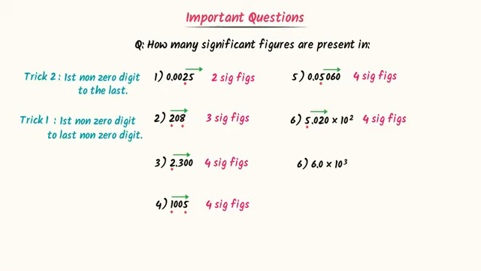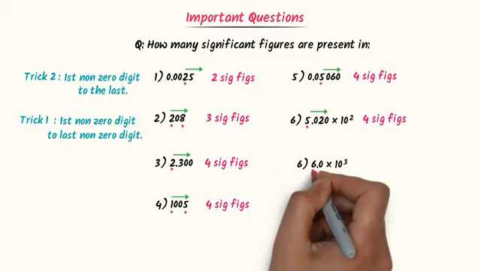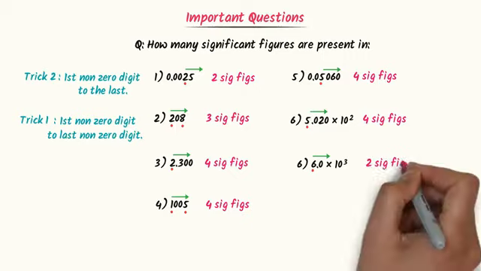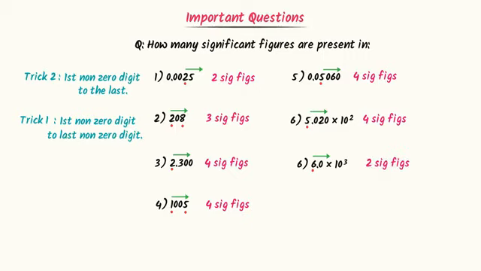The seventh number is 6.0 times 10 cube. Again ignore the power of 10. Look at 6.0 only. Decimal point is present. We use trick number 2. The first non-zero digit is 6 and count till the end. 6 and 0. That is 2 significant figures. So this was all about the first question.